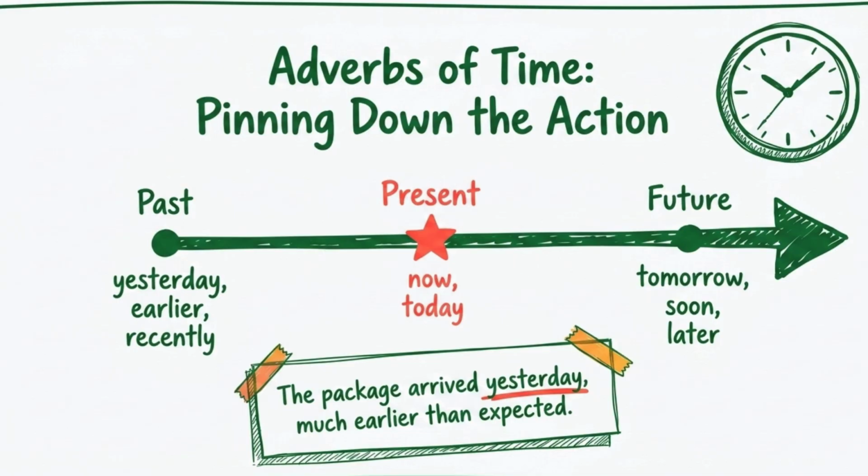Adverbs of time, pinning down the action. Time adverbs anchor an action along a timeline. Past words like yesterday, earlier, and recently. Present words like now and today. Future words like tomorrow, soon, and later. The package arrived yesterday, much earlier than expected. That one word tells you exactly where this event sits on the clock.